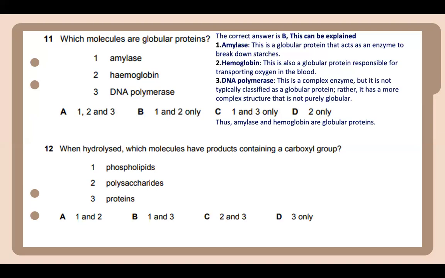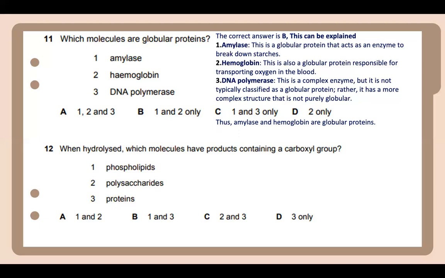Hemoglobin is also a globular protein because it is responsible for transporting oxygen in the blood. Not DNA polymerase, because this is a complex enzyme, but it is not typically classified as a globular protein. Rather, it has a more complex structure that is not purely globular. As a result, amylase and hemoglobin are globular proteins.